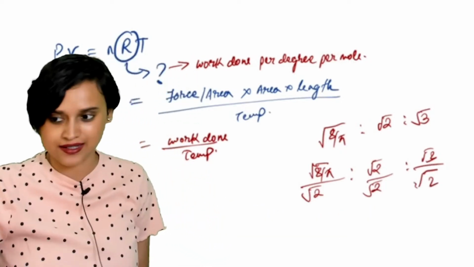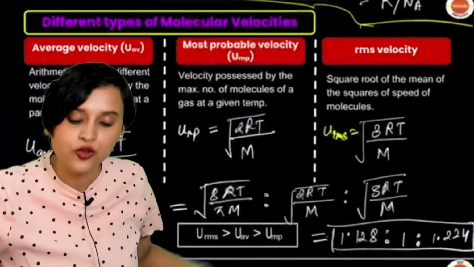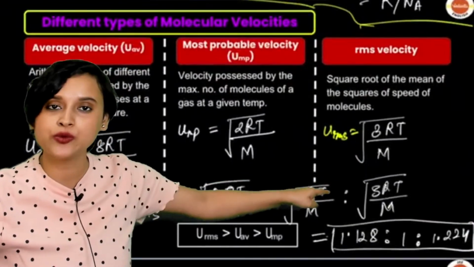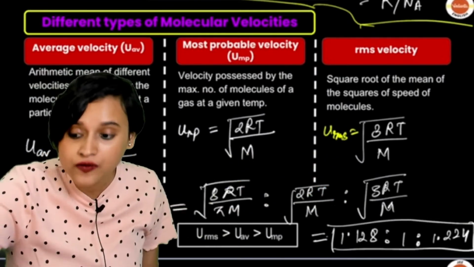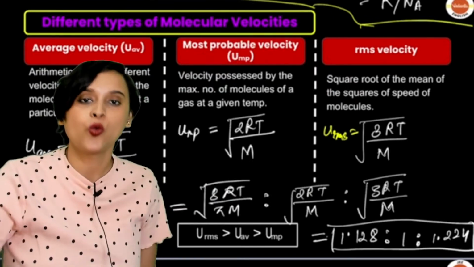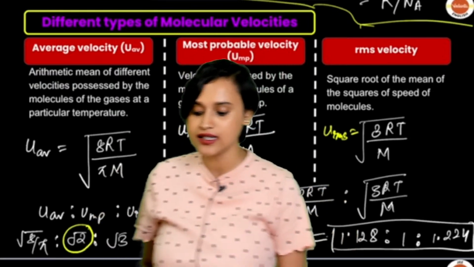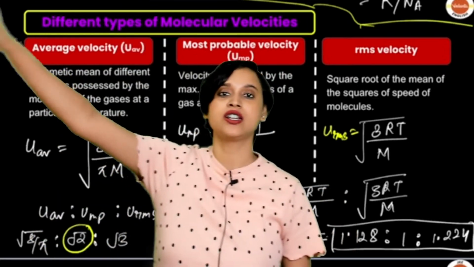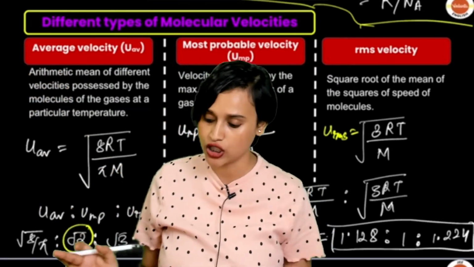Once you do this, what do you get? You get these numbers: 1.128 is to 1, is to 1.124. After looking at these numbers, we said that the most probable velocity is the least, the RMS velocity is the most, and the average velocity is the second. Got it now? Is this much clear?